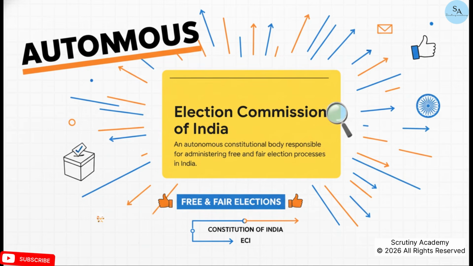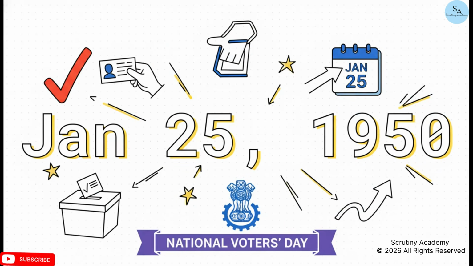Now, if you remember one word from this whole thing, make it this one: autonomous. You have to write that in your exam. It means the ECI is not controlled by the government. It gets its power straight from the Constitution, and its only job is to make sure our elections are free and fair.